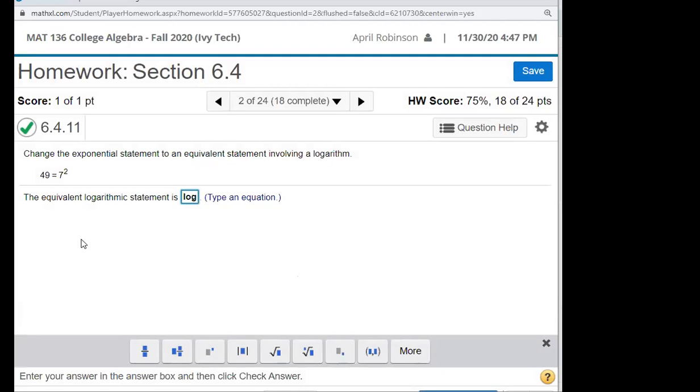And now the base is the 7. Now go down to your toolbox and there is a subscript tool right here. Click on that and it'll put a base in there for you, and it would be base 7. Now be careful. Before you start typing again, hit your arrow over button to get it out of the base. And I need to type the 49 right here because I have to set it equal to the exponent of 2.